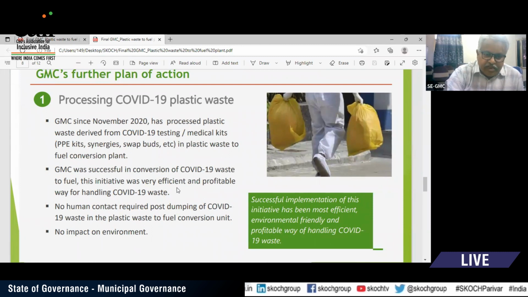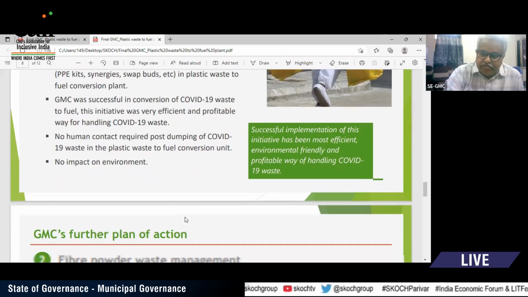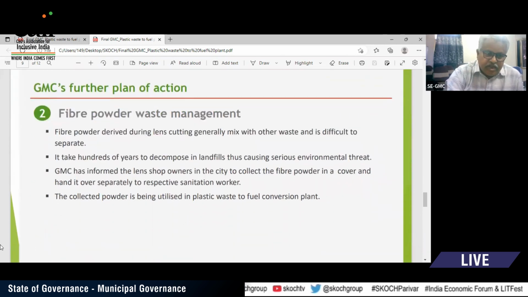This initiative was a very efficient and profitable way of handling COVID-19 waste. No human contact required post dumping of COVID-19 waste in the plastic waste to fuel conversion unit. No impact on environment. Sir, apart from that, we are also using fiber powder in waste management.